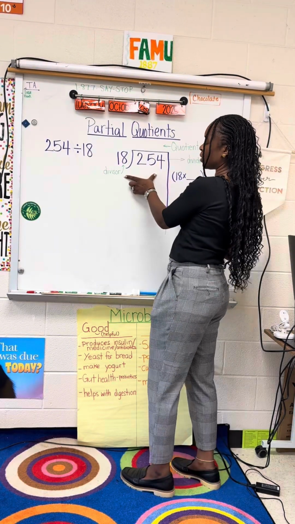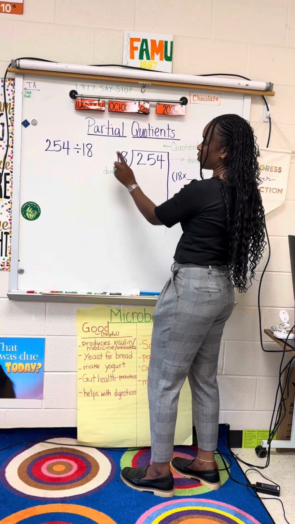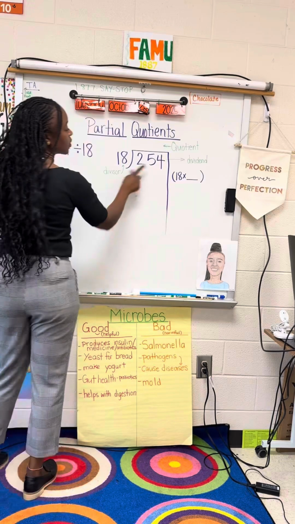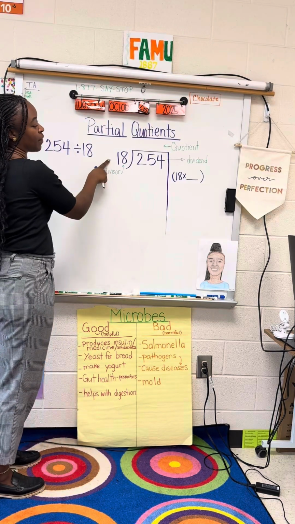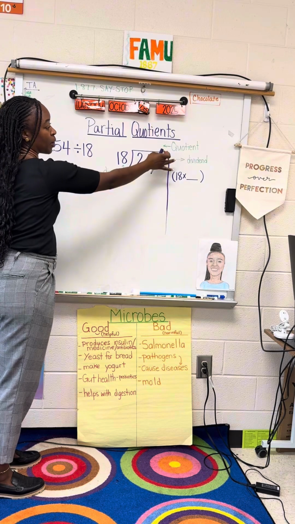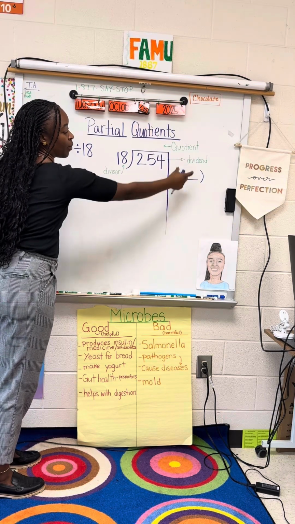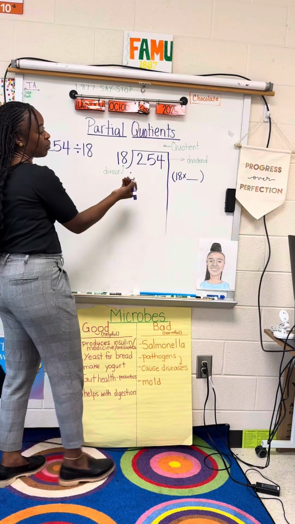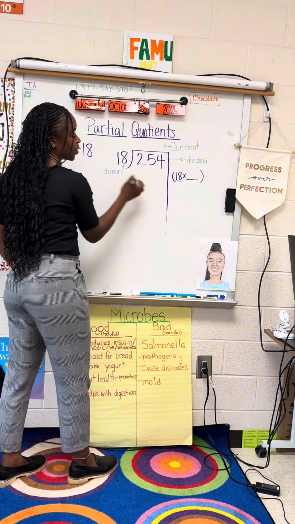I'm going to rewrite it. It's very similar to the traditional setup where we have our dividend here under the division bar, and then we have our divisor on the outside. Okay, so set up how we're used to seeing it, but we're going to take this line down here and we're going to put our partial quotients on the side. So first thing you want to do, if you notice, I put the divisor here.